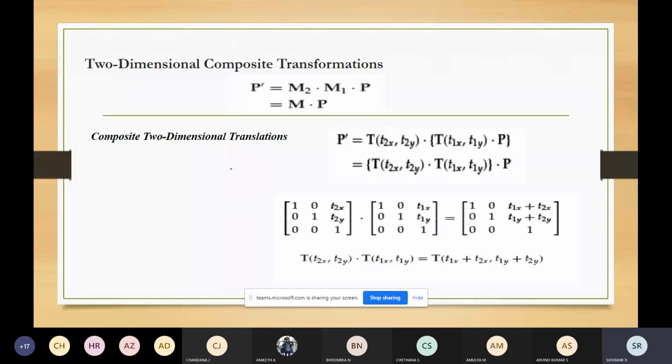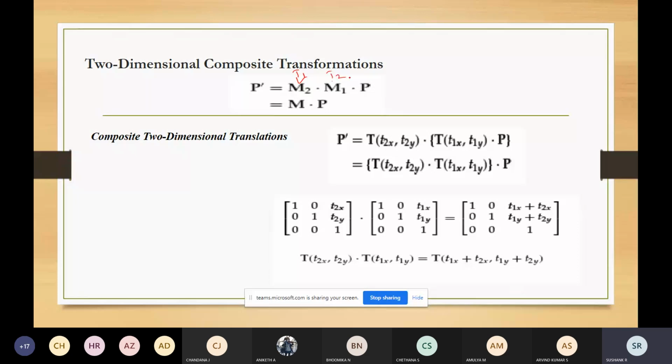After that, we are converted into a 3 by 3 matrix. Now after that we find the inverse transformation. Composite means multiple. When the equation involves multiple operations, this M1 can be translation 1, and this M2 can be translation 2.